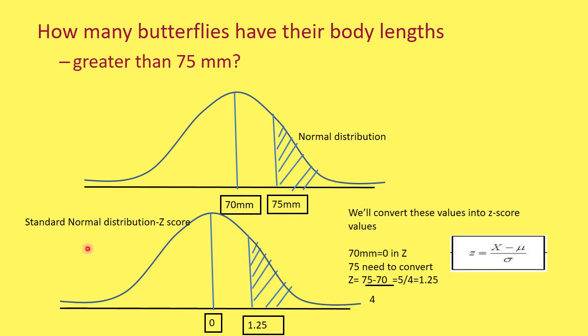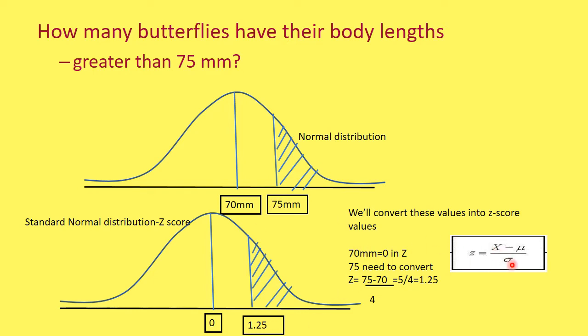We have to convert this normal distribution value into a standard normal distribution value, or Z-score value. We all know the mean 70 millimeter in the standard normal distribution of Z-score should be 0. Then 75 millimeter we need to convert to the Z-score value. For that we have to use this equation. What is the equation? Z equals x minus mu divided by standard deviation.